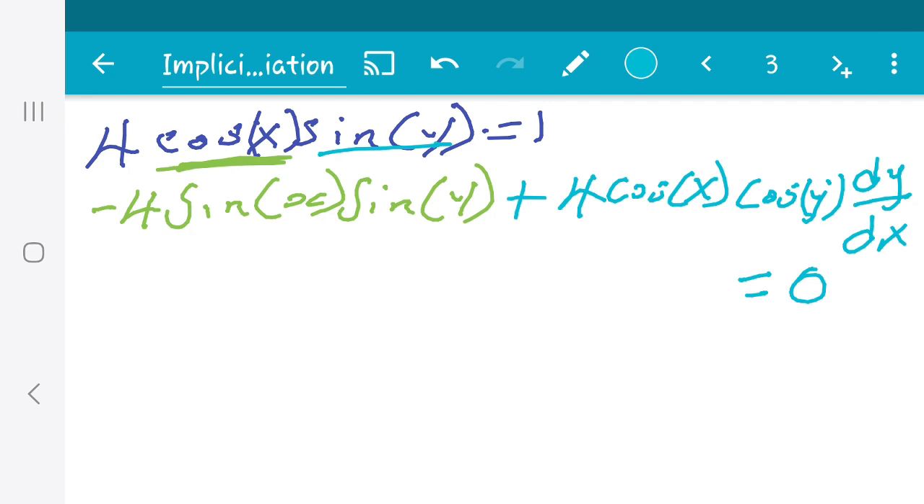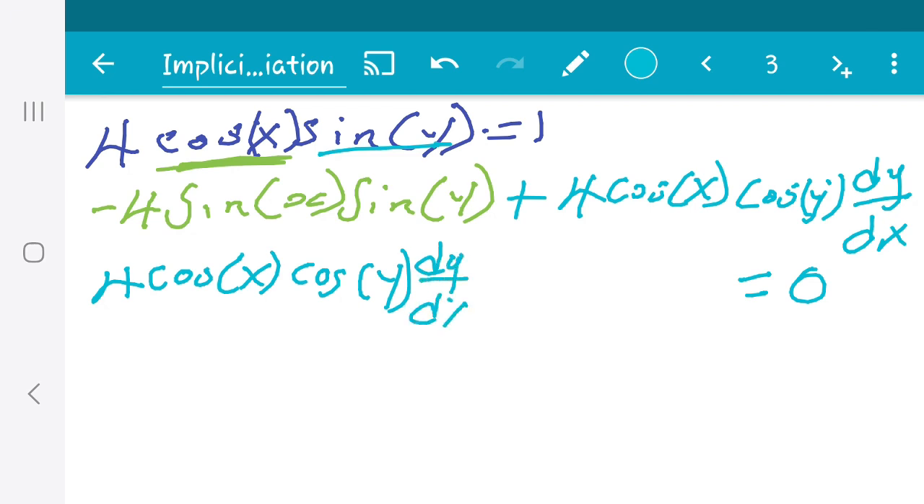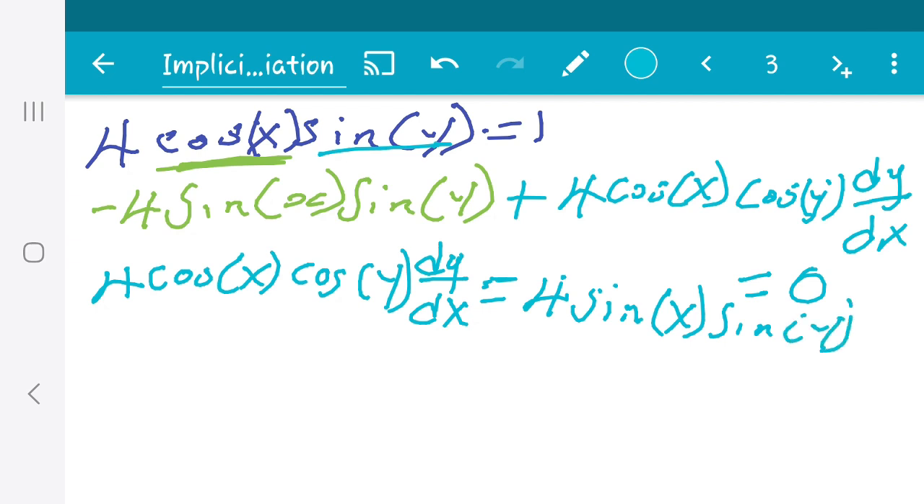So now we have to group the like terms. Okay, we can say 4 cos of x cos of y dy dx is equal to 4 sine of y. And then now we factor out dy over dx, or we divide by 4 cos x cos y both sides. So we'll be left with dy over dx.